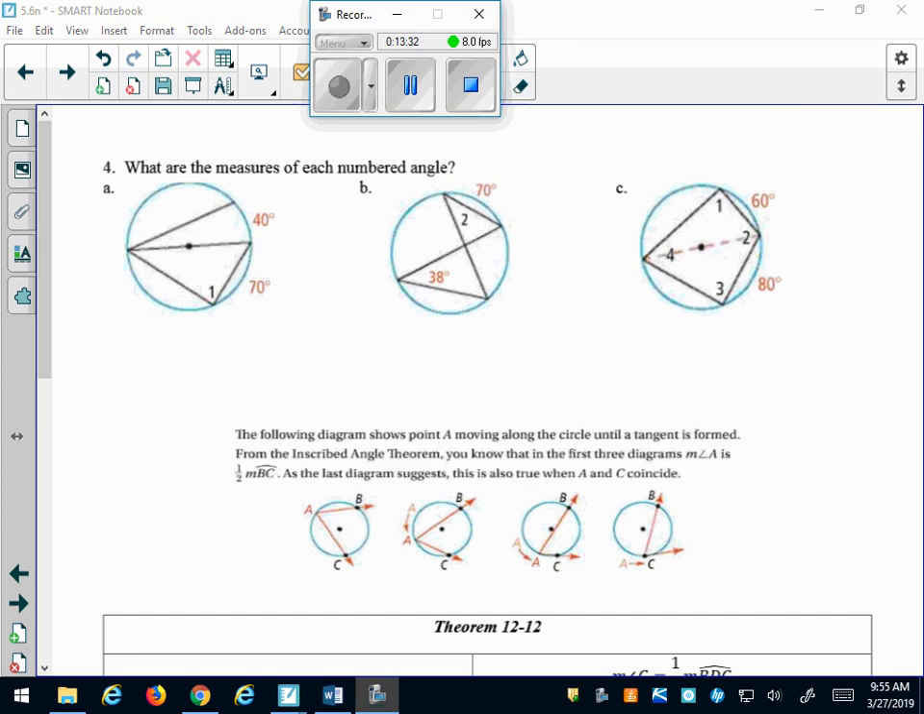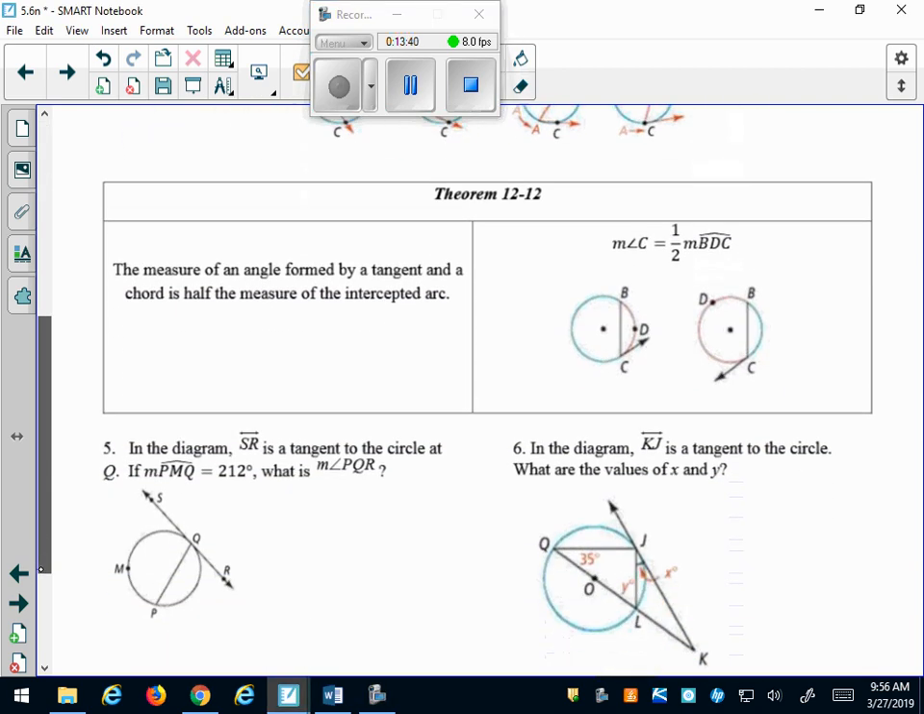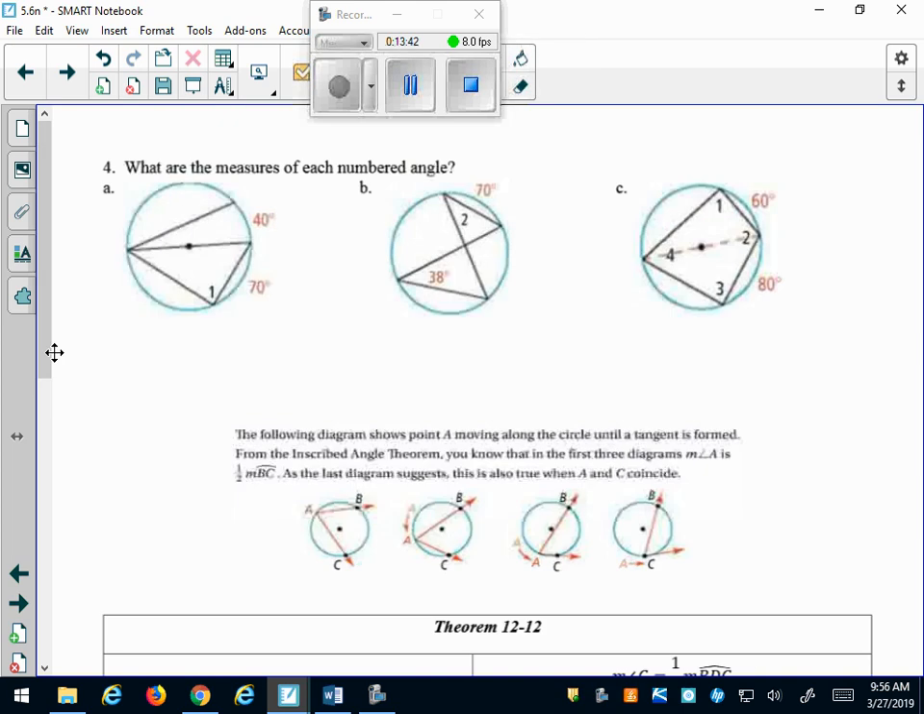I'm going to have you try number 4, A, B, and C. See how you do with that before we add on this little extra piece here, which is, I promise, still related to the same exact concept. So try A, B, and C. Be careful on B here.